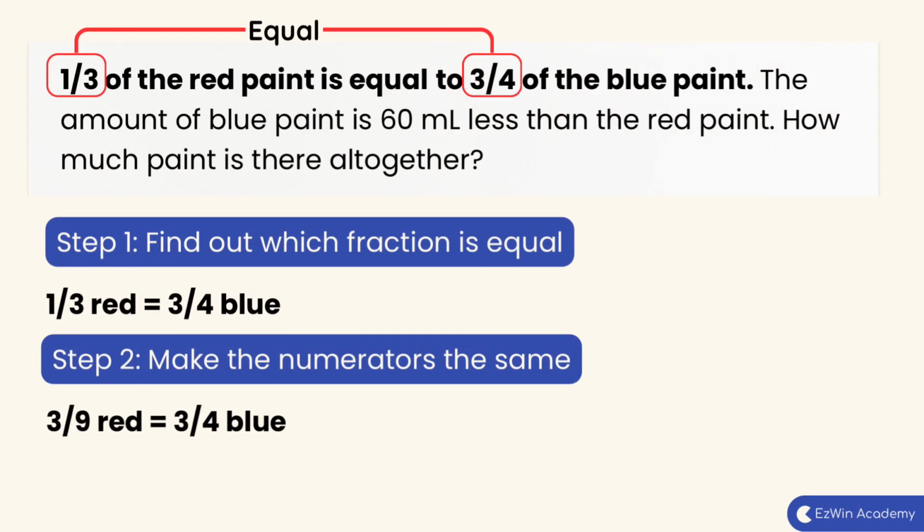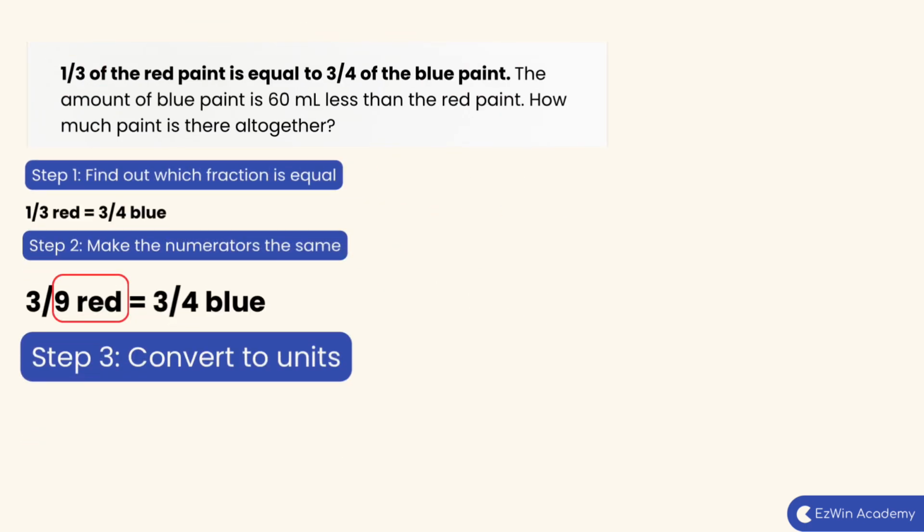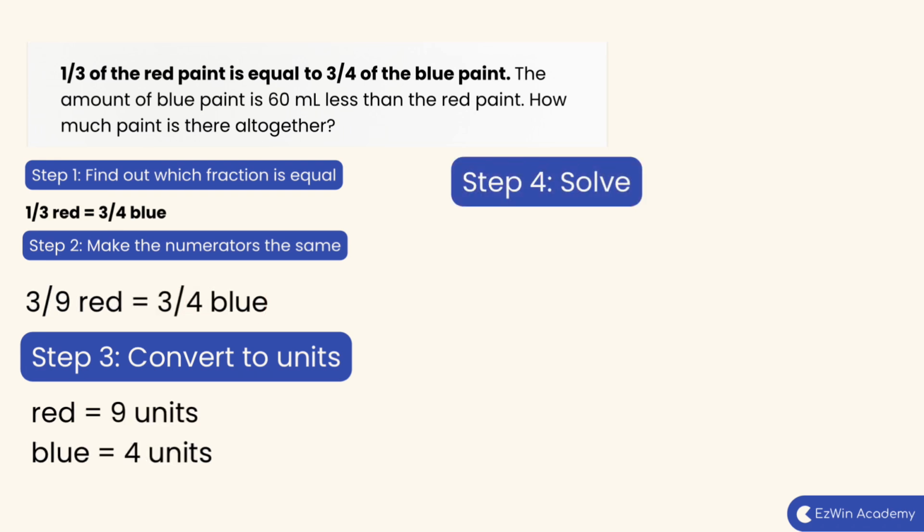Now you have a little better understanding of how to make the numerators the same and why we need to do so. The next step is to convert the fractions to units. If you look at the denominator for the red paint, that means the total number of red paint is 9 units. If you look at the denominator for the blue paint, that means the blue paint is 4 units. Since we know the number of red and blue paint in terms of units, we can then move on to step 4, which is to solve the question.